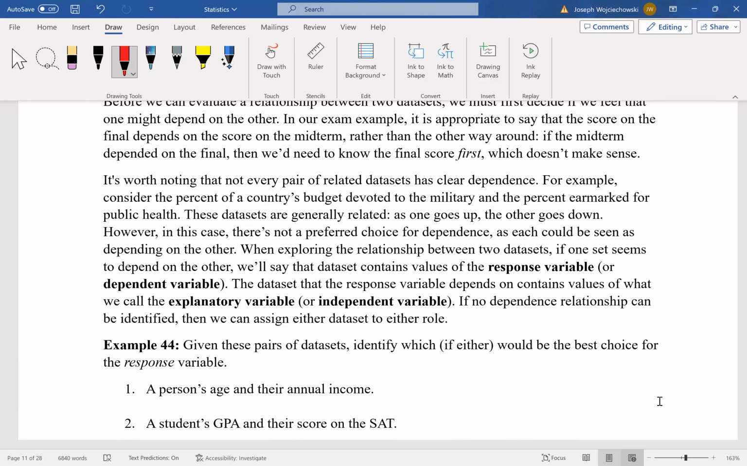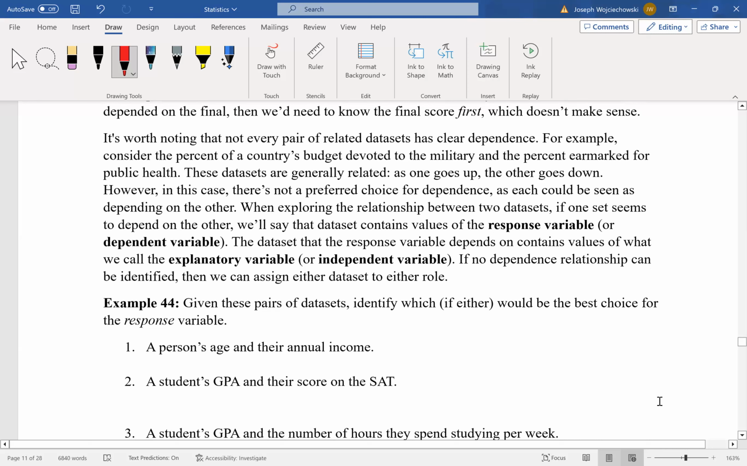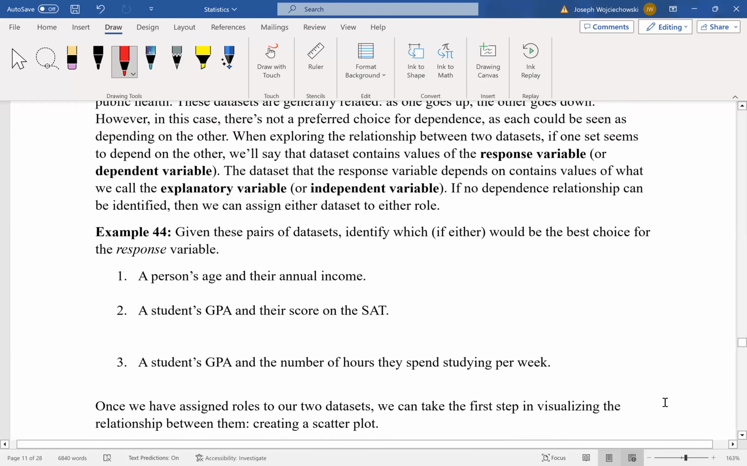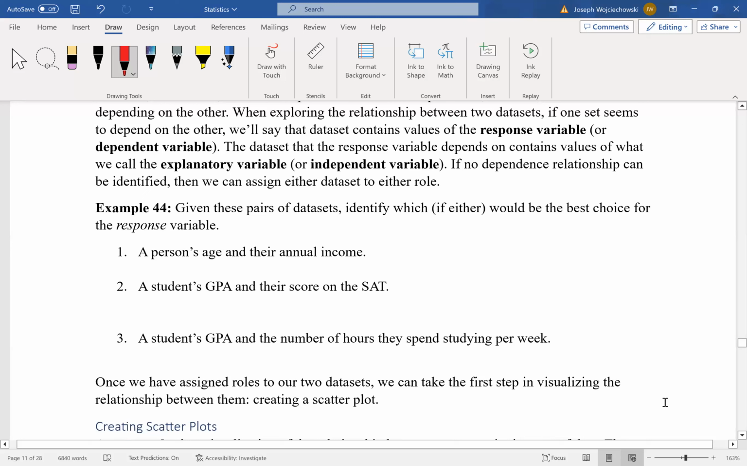When exploring the relationship between two data sets, if one set seems to depend on the other, we say that that data set contains values of the response variable, or dependent variable. This variable depends on what the other one is, thus dependent. The data set that the response variable depends on contains values we call the explanatory variable, or independent variable. It's not dependent on the other. So let's look at some pairs of data sets and identify which would be the best choice for the response variable, the dependent variable.